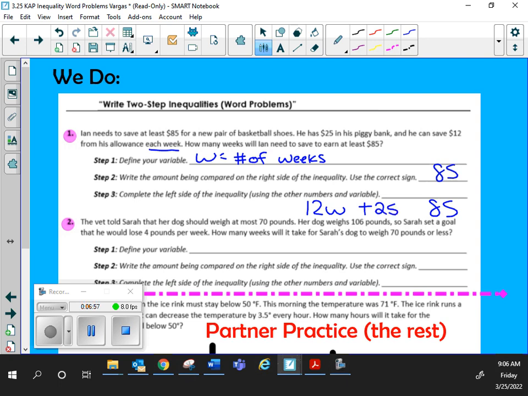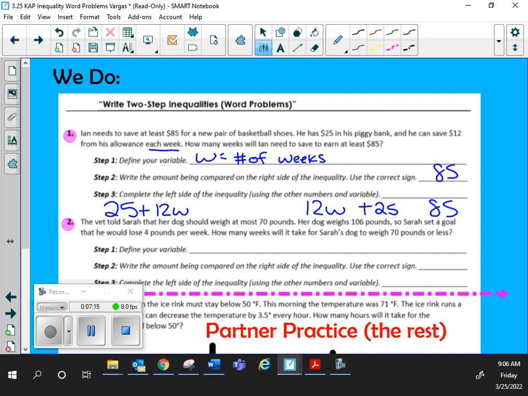Okay, are y'all understanding how we did that? Mathematically, can I write the 25 plus 12W? Is that going to give me the same amount? Yes. Okay, it's that commutative property. It allows me to do either way. Some people like to have their starting value plus that. Okay, either way works just fine.